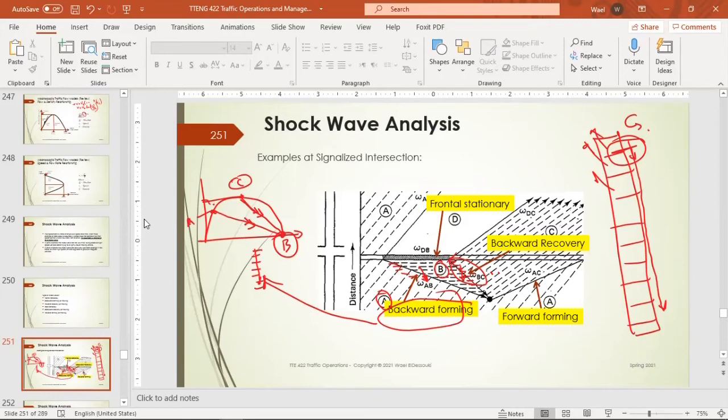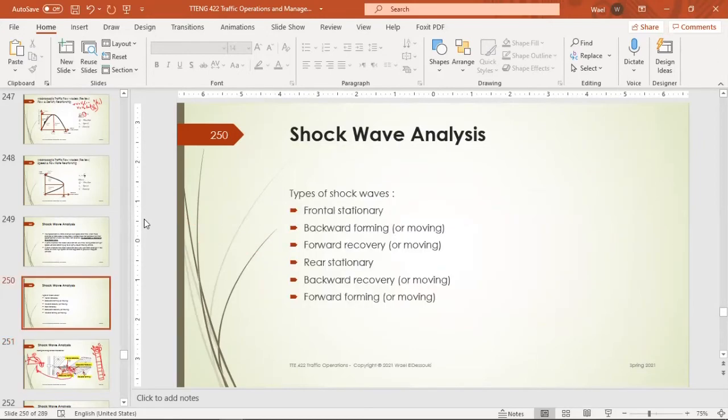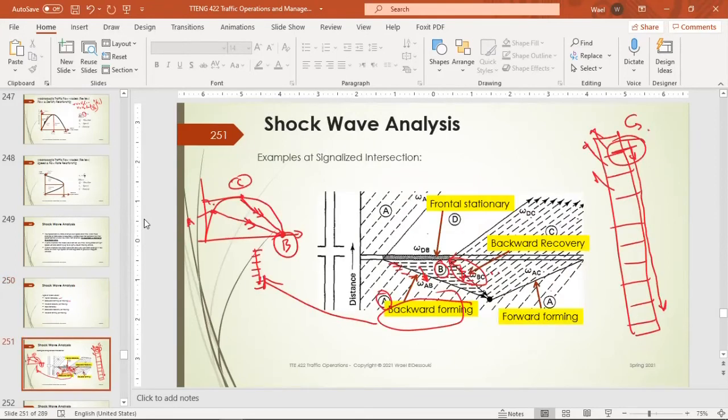Clear. Okay. So these are the basic principles of queue. There are different types of queue. We have frontal stationary. We have backward forming, like we mentioned when the signal turns green. And we have forward recovery or moving. We have rear stationary. We have backward recovery and forward forming.